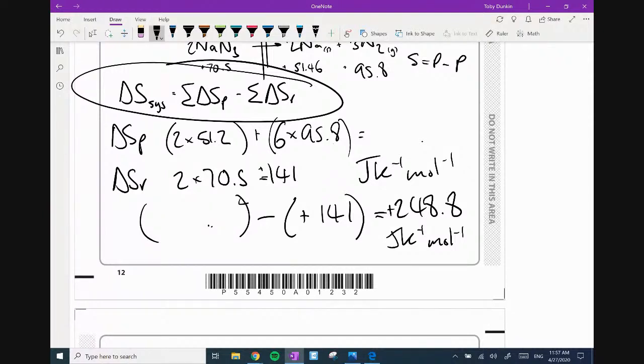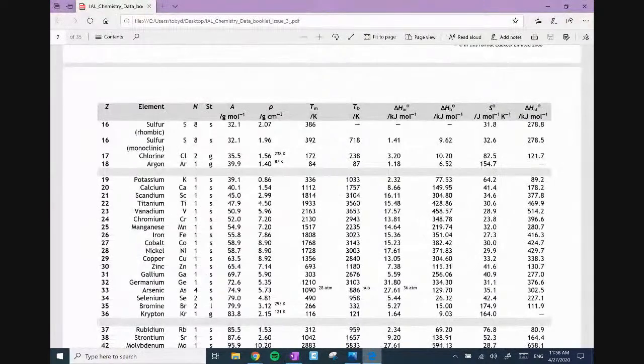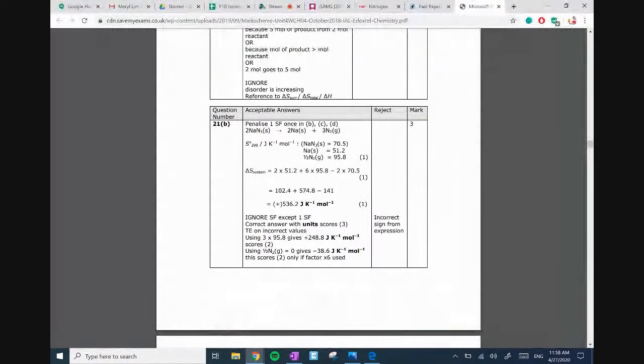Below that is delta atomization. Yeah, it's the same value. No, that's breaking bonds. That's different. But okay, I'm happy to make the correction. 51.2 times 2 plus 6 times 95.8 is 677.2. Then put that number in here, 677.2, minus 141. So the answer is plus 536.2 joules per Kelvin per mole. Is that the correct answer on the mark scheme? 536.2. Fine.